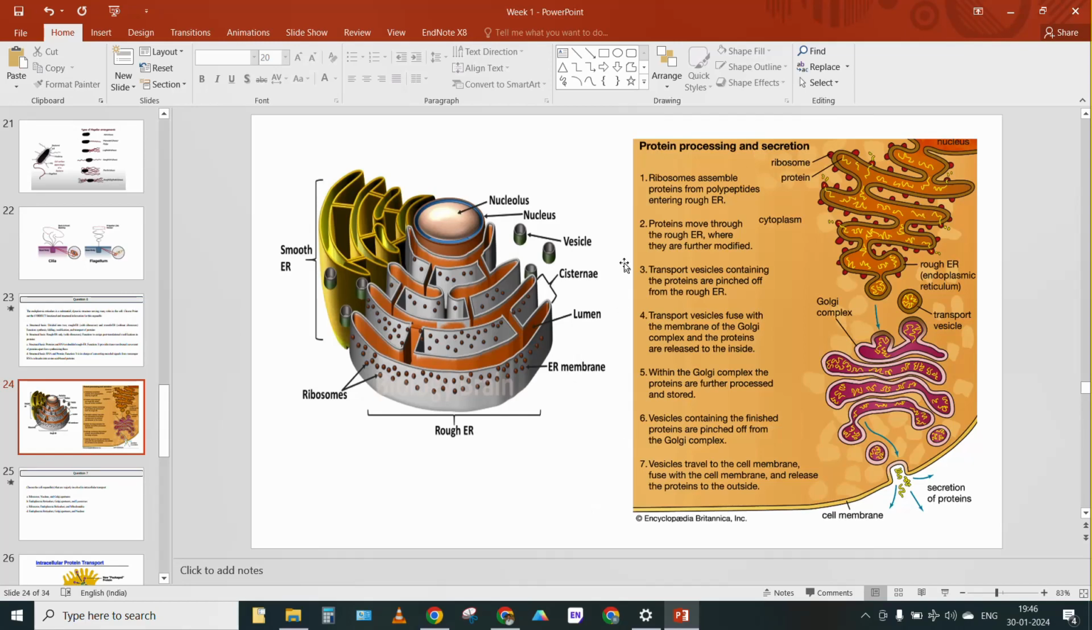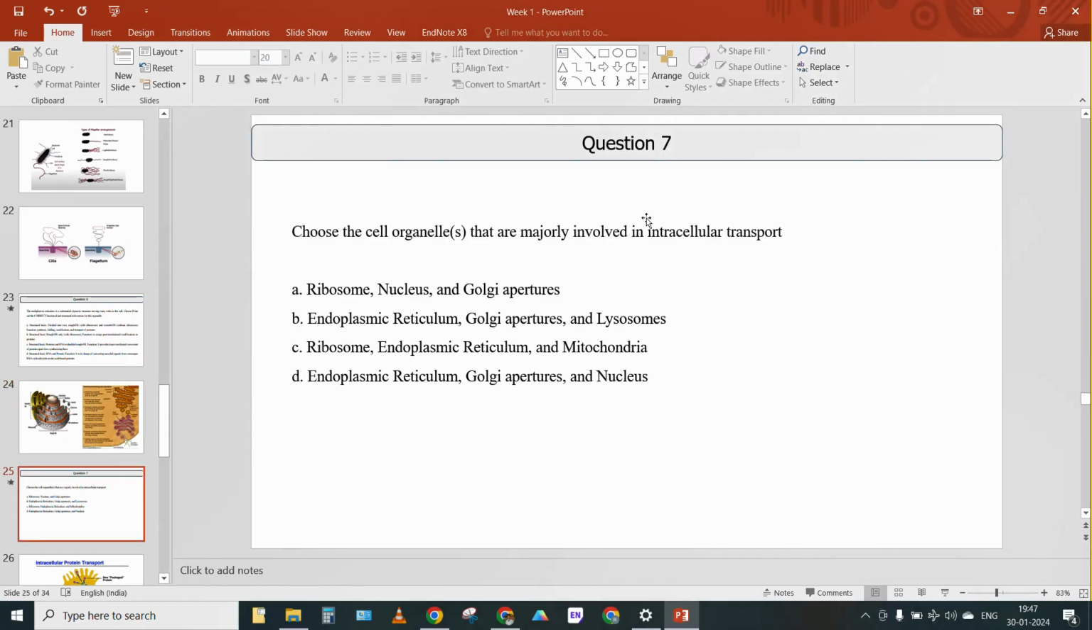Here the protein processing and secretion is given, which assembles the proteins from polypeptides entering through the endoplasmic reticulum. The endoplasmic reticulum serves as a dynamic and multifunctional cellular organelle, facilitating the synthesis and processing of biomolecules essential for the various cellular functions. Its intricate structure enables it to play a central role in maintaining cellular homeostasis and responding to the dynamic needs of the cell. So moving to the next question, question 7.